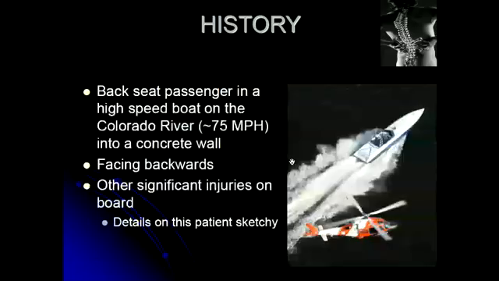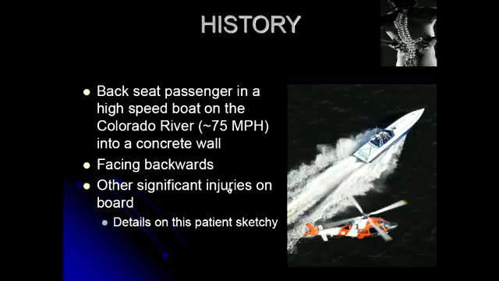The next case happened along the Colorado River. There's 4 people on this boat. We're going to talk about, I think, one patient here. Going about 75 miles an hour into a concrete wall in a cigarette boat. The patient was facing backwards. Other people were injured on board. All of them were flown out by helicopter.